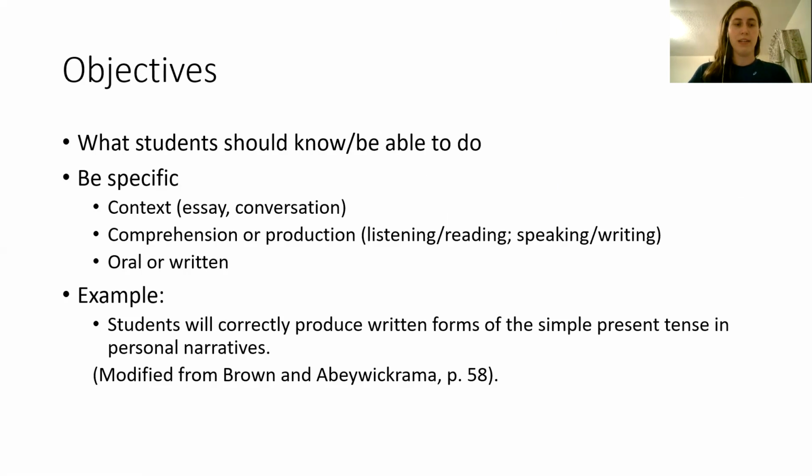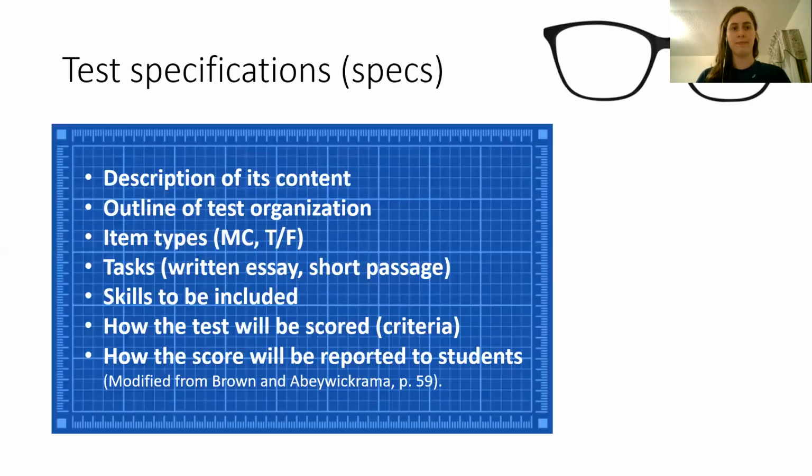And an example that I modified from the textbook is students will correctly produce written forms of the simple present tense in personal narratives. So it mentions that it's a written form and it's production, and it's very specific because I'm talking about simple present tense. And then I talk about the context, which is a personal narrative.